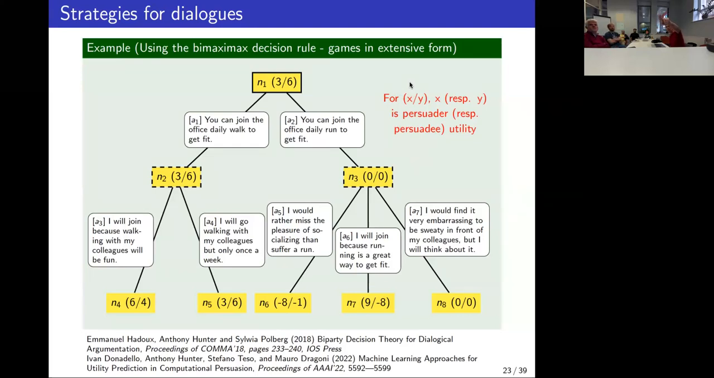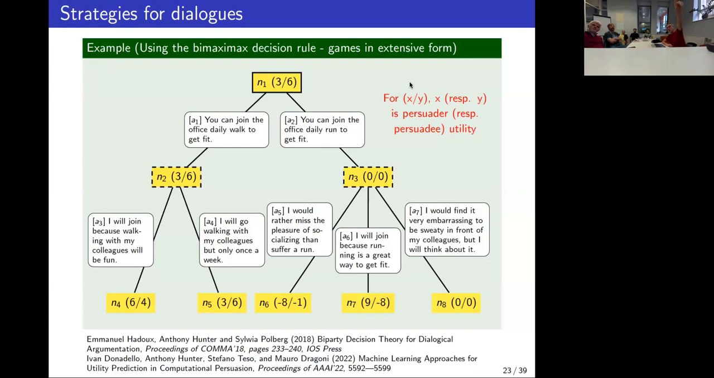So 0 is the maximum. So that's why we pass up the utility for 0. And so it means that if you ended up at N3, the persuadee would go down to N8. And then on the right, at node N2, the maximum for the persuadee is 6. So that's the value 3/6 passed up.